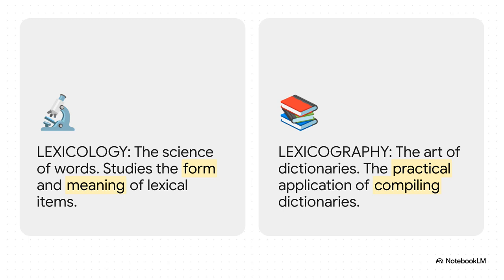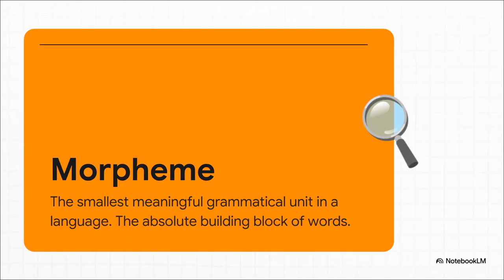Lexicography, on the other hand, is the hands-on practical craft. It's taking all that science and using it to do a very real job, building a dictionary. So you've got the science and you've got the art. They're two sides of the same coin. Now, to really understand words, you have to start super small. We need to talk about the absolute building block of it all, and that is the morpheme. Now, this isn't a letter, it's not a syllable. A morpheme is the smallest little piece of a language that actually has some kind of meaning or job. It's really like the atom of a word.